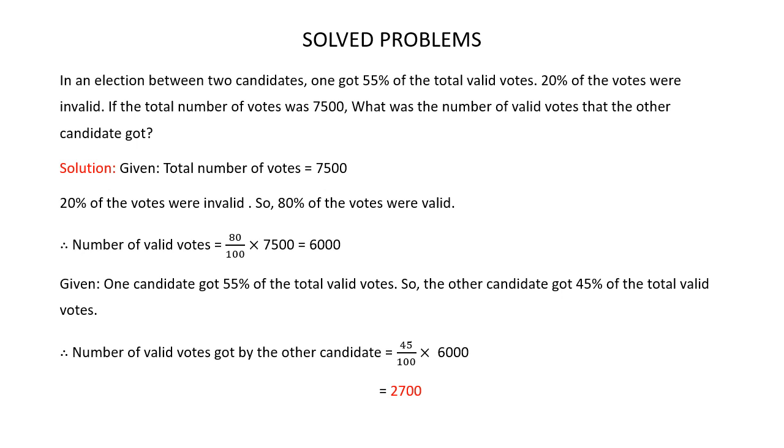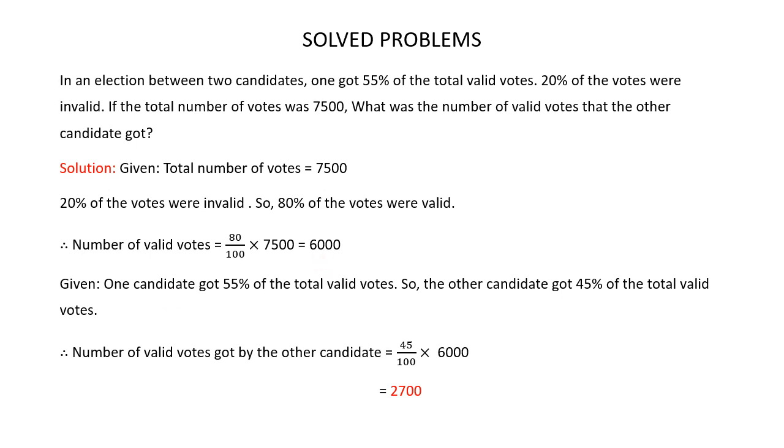It's given that the total number of votes polled is 7,500, out of which 20% of the votes were invalid. So this means that 80% of the votes were valid. 80% of the votes means 80% of 7,500 votes were valid. So number of valid votes is equal to 80 divided by 100 multiplied by 7,500, which is 6,000. So the number of valid votes is 6,000.